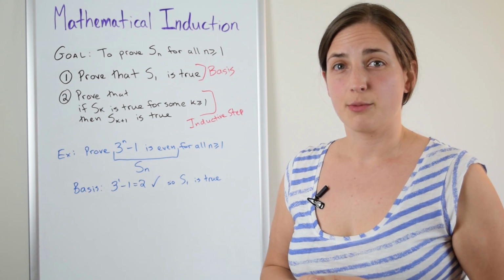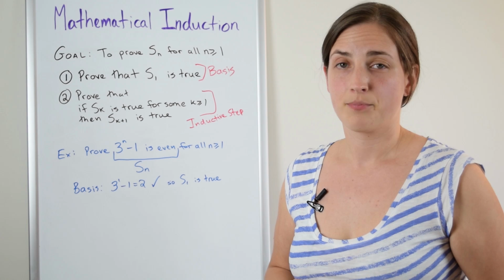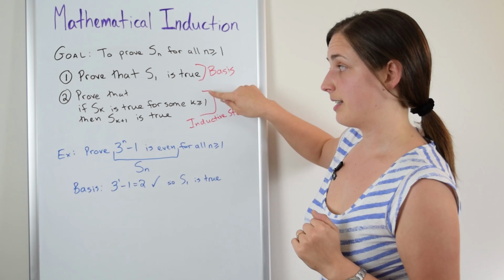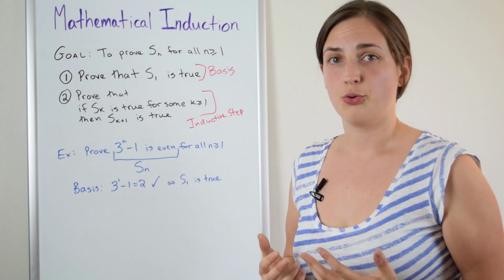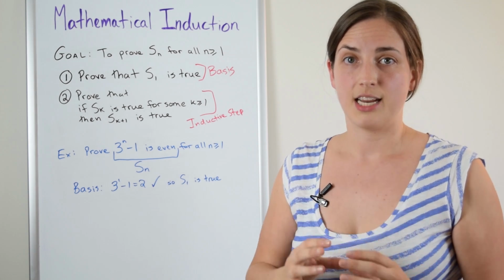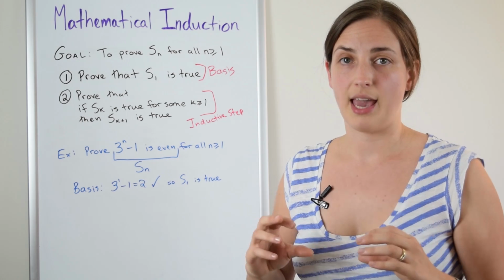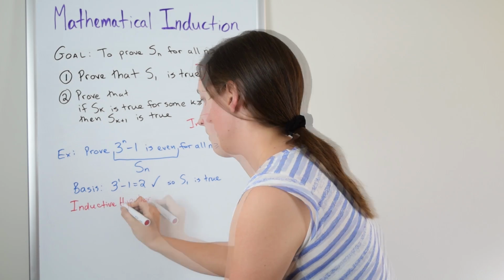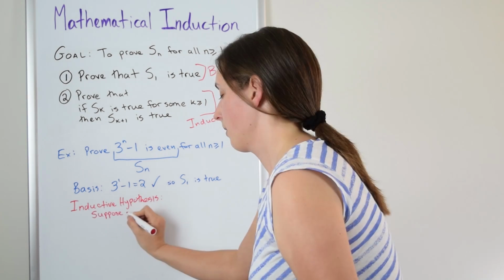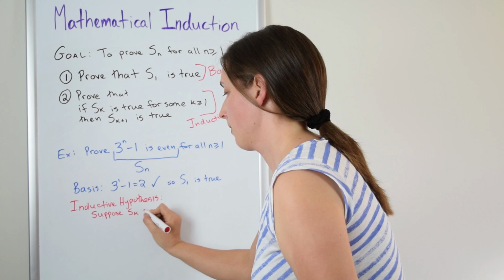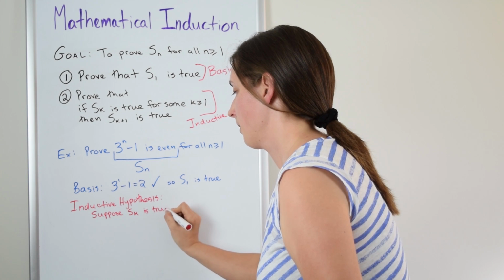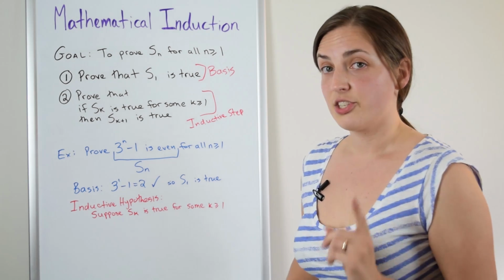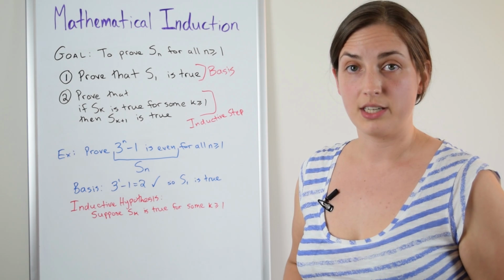The harder case is to prove step 2, the inductive step. So what are we going to do? In order to prove the sentence here given in part 2, what we have to do is suppose that the statement is true for some value of k. So that's going to be our assumption. The assumption is called the inductive hypothesis. We are going to suppose that Sk is true for some k bigger than or equal to 1. What we now need to do is to prove that Sk plus 1 is true.